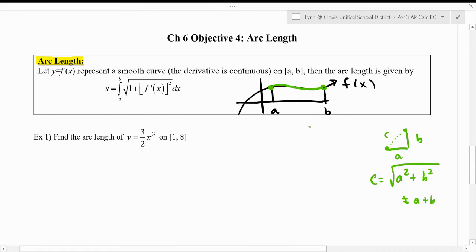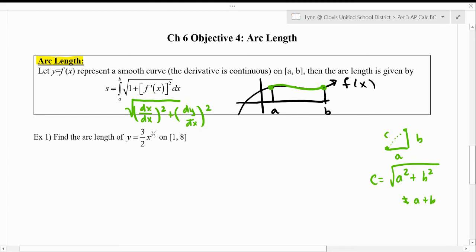And so that's really what we are doing here, this is a Pythagorean theorem right here. The difference here though is that we have the square root of 1, which is really dx over dx, squared, plus dy over dx squared. So the change of x squared with respect to itself, and then the change of y squared with respect to x squared. And so that is what we're looking at, and that's how we're doing it.